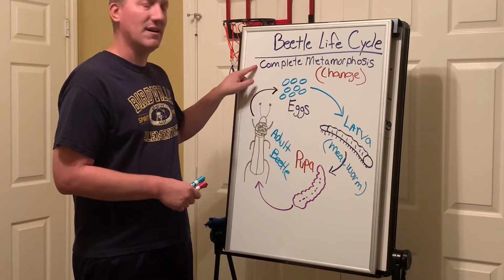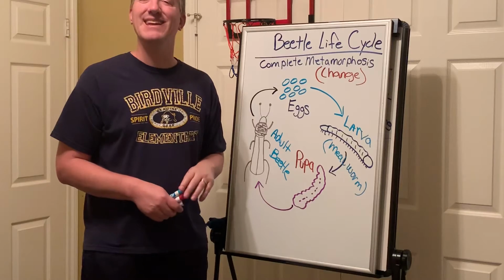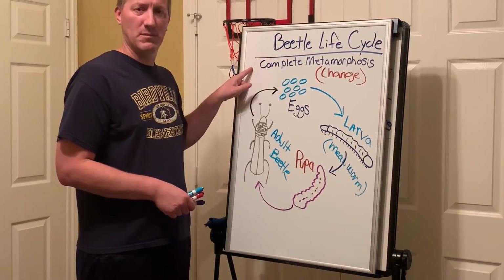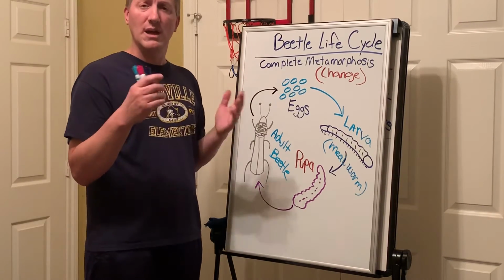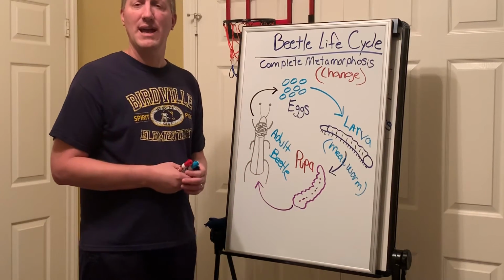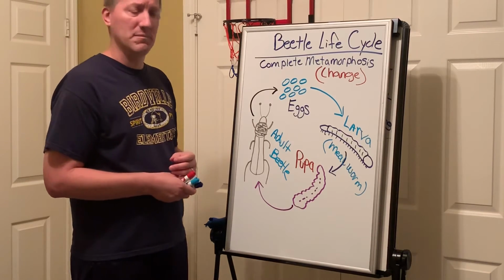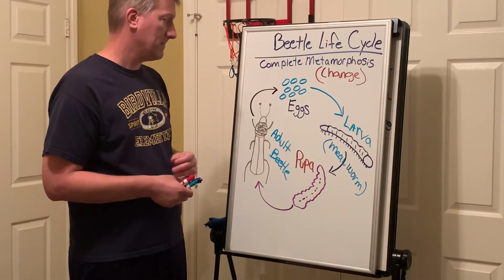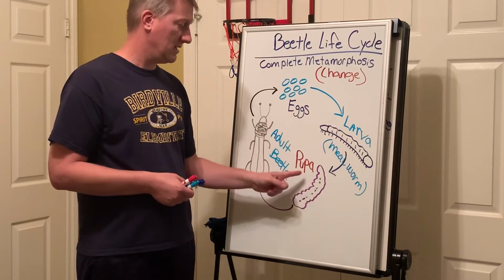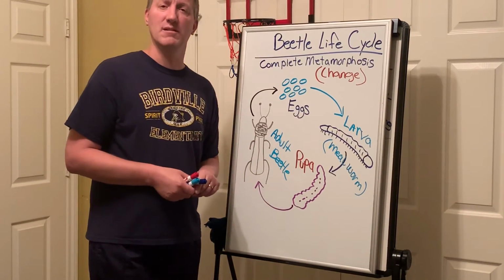So remember, 4 stages is a complete metamorphosis. 3 stages is an incomplete metamorphosis. The beetle goes through a complete metamorphosis. You could Google and look up incomplete metamorphosis, and there are some other animals that go through 3 stages, and that would be an incomplete metamorphosis. So we go from eggs to the larva, then to the pupa, and then finally to the adult beetle.